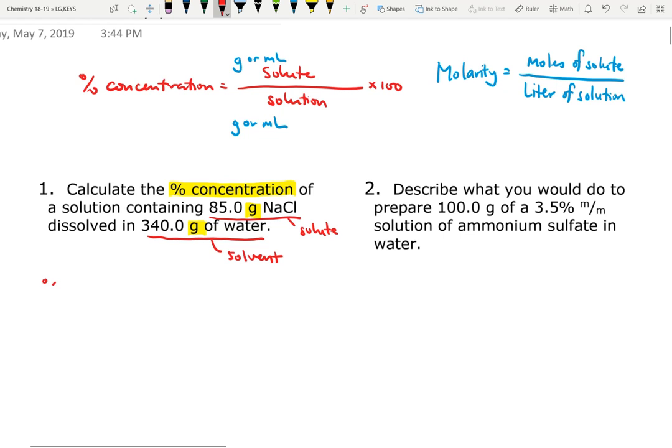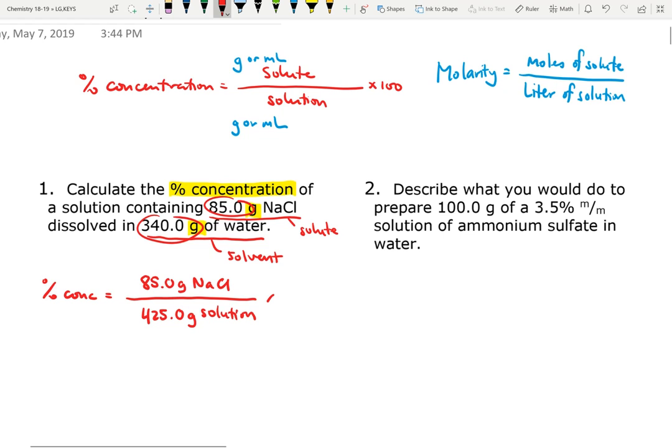So if we're going to calculate percent concentration, then we're going to go with that equation that we started out with up at the top. Grams of solute, in this case 85 grams of our sodium chloride. And then on the bottom, grams of solution. The whole solution will include the 340 and the 85 put together, right? So pull out your calculator, add those up. 340 plus 85 is 425 grams of solution altogether, salt water in this case.